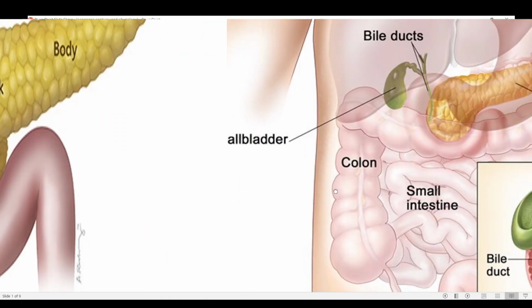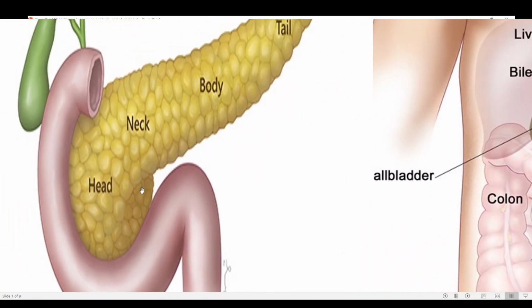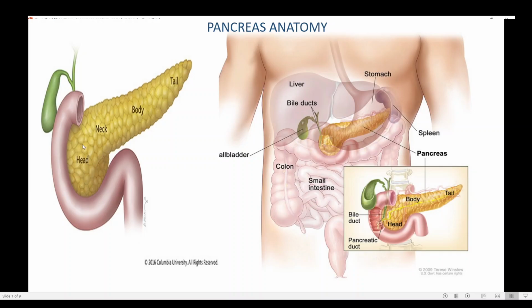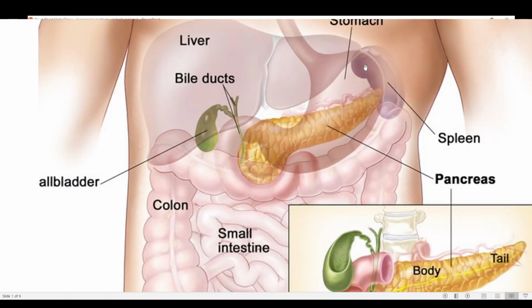The pancreas has four parts: head, neck, body, and tail. The head is located at the concavity of the second part of the duodenum, and the tail is located at the hilum of the spleen.